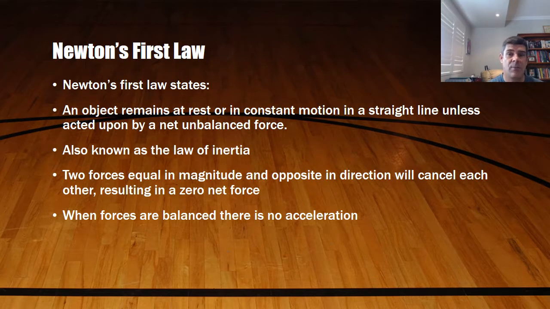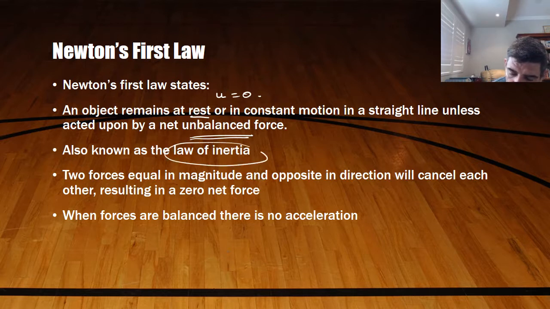So let's quickly recap Newton's first law, or introduce it if you haven't heard it before or have forgotten. An object remains at rest, that is, its velocity is zero, or in constant motion in a straight line, unless acted upon by a net unbalanced force. And this is the key here. Multiple forces can act, but if they balance one another out, then there is no overall force. It's also known as the law of inertia. Inertia is a property of bodies that resist any changes in their motion.